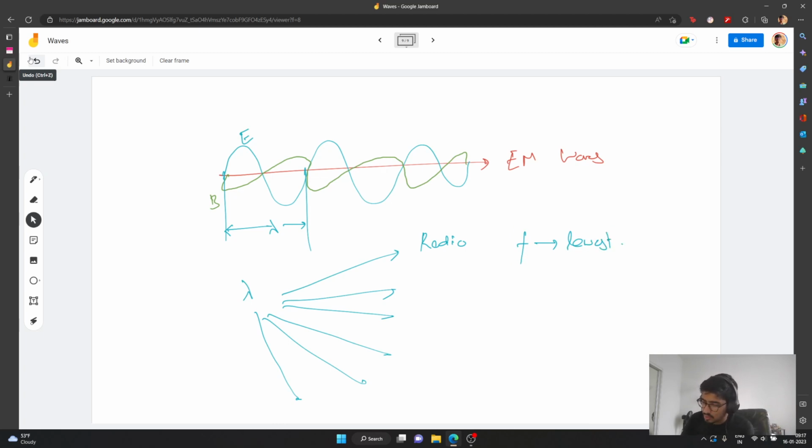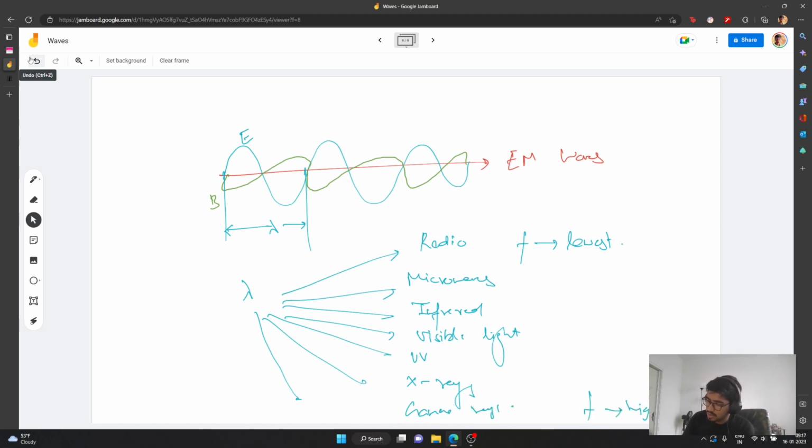And then you have microwaves, then you maybe have infrared, then you have visible light, then you have ultraviolet, then you go further beyond, you have x-rays, and then finally you have gamma rays. So you can imagine that this frequency is highest, it's the most dangerous. Similarly wavelength here is the highest and wavelength here is the lowest. So this trend we need to understand.